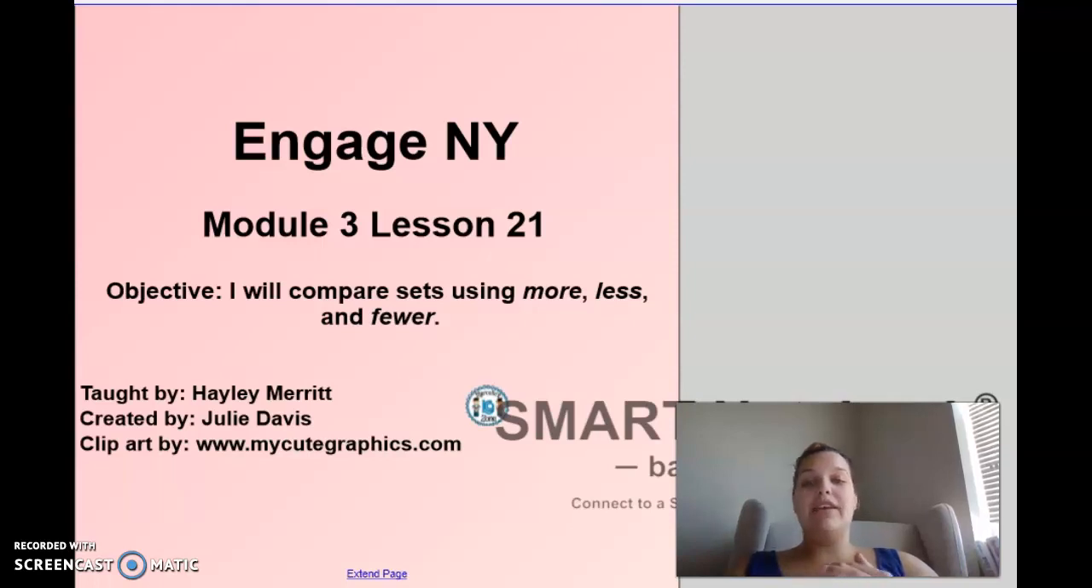And our objective is I will compare sets using more, less, and fewer. So we've talked about more and less, but fewer also can mean less. So if I have fewer plates than I need for the party, I don't have enough. I have less than what I need.